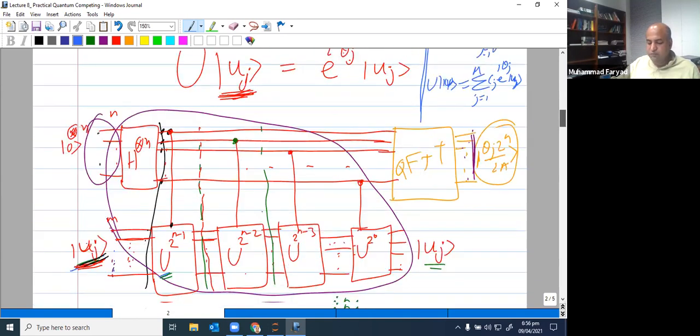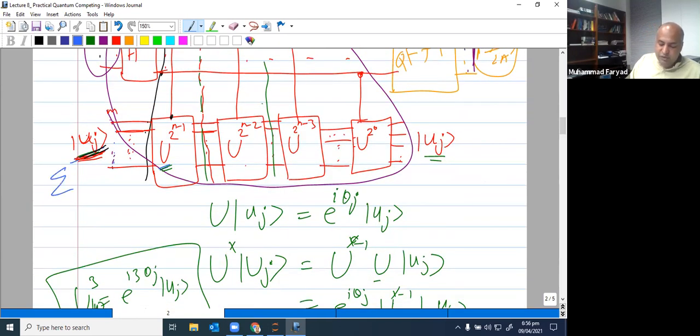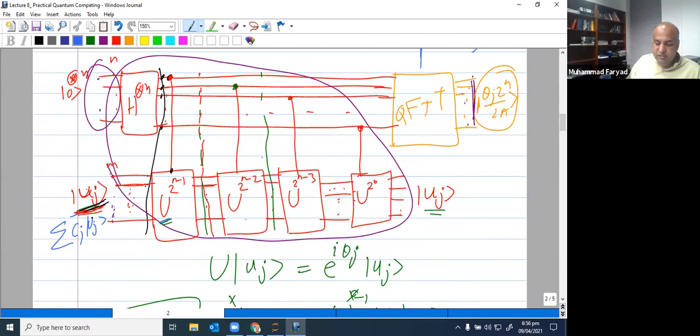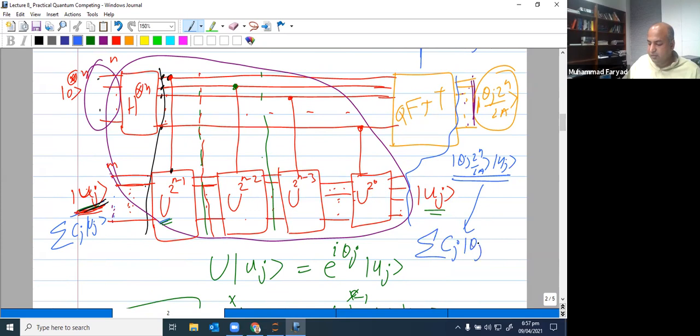So you can work out in a similar way that if the input is a superposition of u_j's, since all of these operations are linear, they are unitary operations, this will transform the combined output state. Instead of getting this output state, theta_j 2^n over 2 pi u_j, what we will get would be a combination of c_j theta_j 2^n over 2 pi u_j. So we will have a linear superposition.